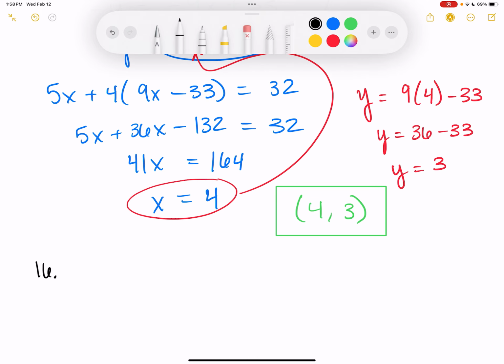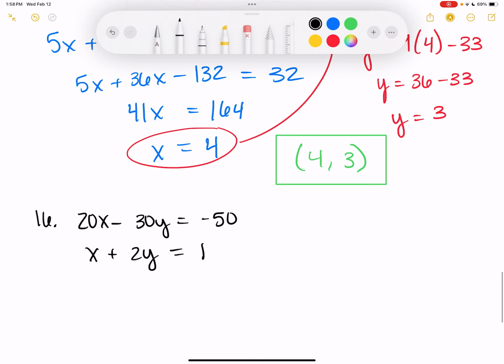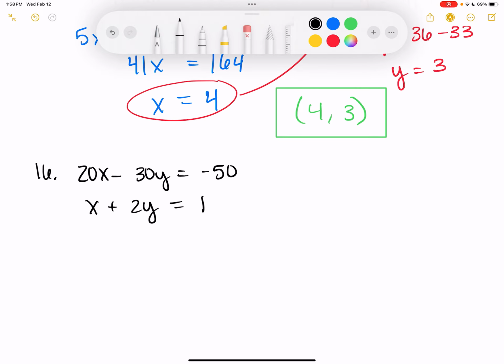All right, number 16. I'm going to have you guys try this one by yourself also, and then we'll go over it. 20x minus 30y equals negative 50. x plus 2y equals 1. So this is going to be a problem where I would get x by itself. Okay, it works the exact same way. Don't let it being a different variable trick you. It works the same way, just when you solve for x, then you plug that number in for x in the other equation. So take a minute and do this one.